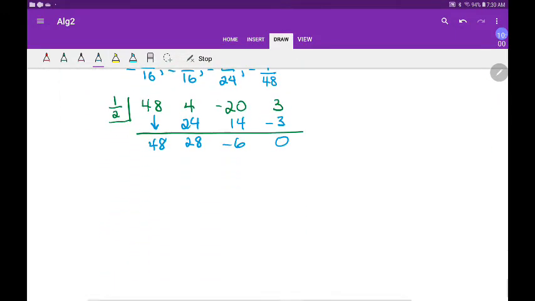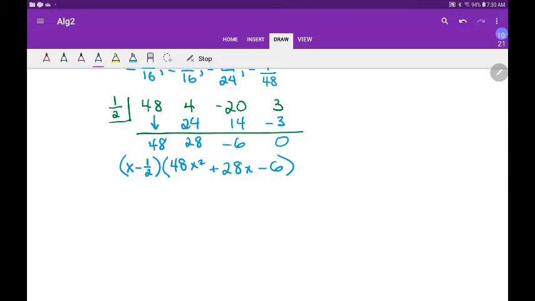So let's see. I have x minus 1/2, because plus 1/2 goes with that. And then I have 48x squared plus 28x minus 6. And I'm sure I can factor something out of that, at least a 2.